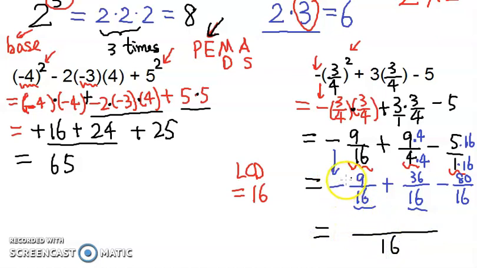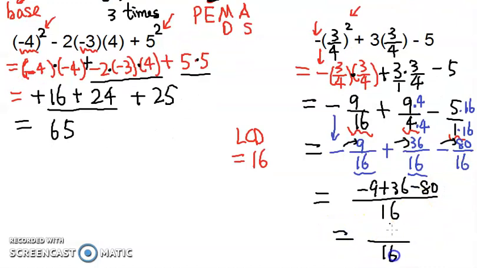So I can do -9 plus 36 minus 80. To simplify that, -9 plus 36 is 27. 27 minus 80 gives us negative 53. Then that minus sign on the top can be moved in front of the fraction, because negative divided by positive is going to be negative. So the answer is negative 53 over 16.